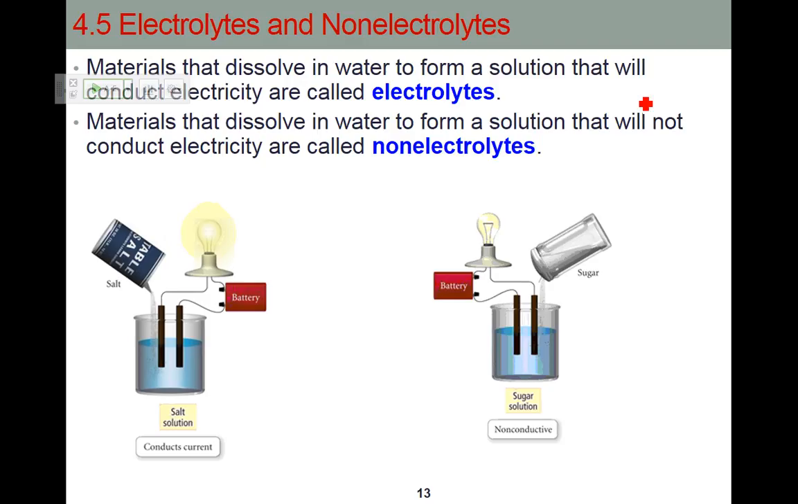So materials that dissolve in water to form a solution that don't conduct electricity, we call those non-electrolytes. Not really a common term used as much. Electrolytes is used a lot more. So electrolytes have dissolved ions in our solution. But sugar isn't a dissolved ion.